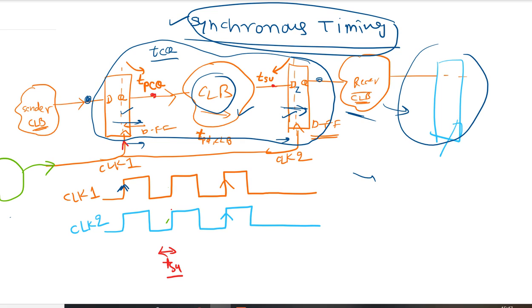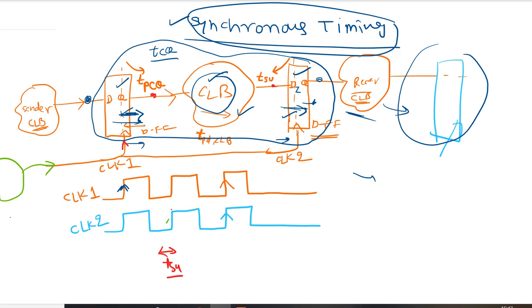So remember, we are calculating here the minimum time period which I will need to successfully sample the data at the first flip-flop and latch the data at the second flip-flop. For getting the minimum time period, I need the maximum time which is taken by this D flip-flop, this CLB and the second D flip-flop.